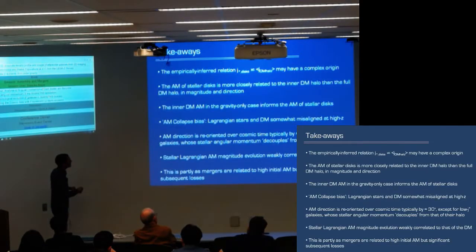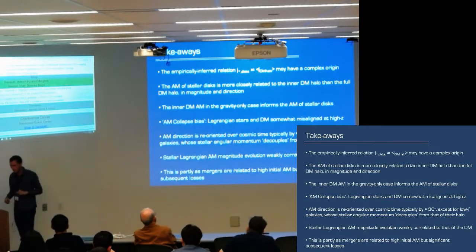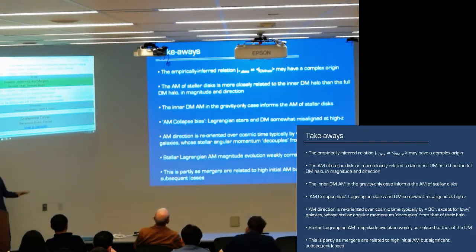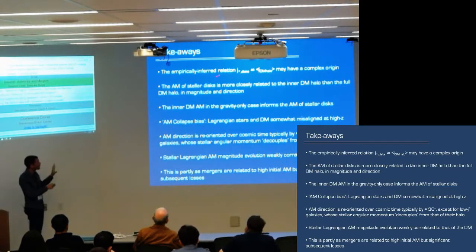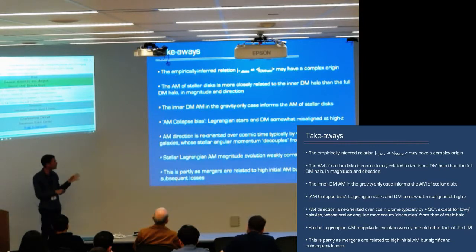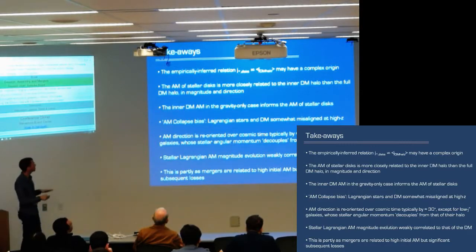So I'll skip this and just summarize. This is all work in progress. I'll be very happy to hear your thoughts, but a few takeaways come out of the work I've done so far. The empirically inferred relation that the angular momentum magnitudes of disks and of average dark matter halos are roughly equal may hide a lot under it.